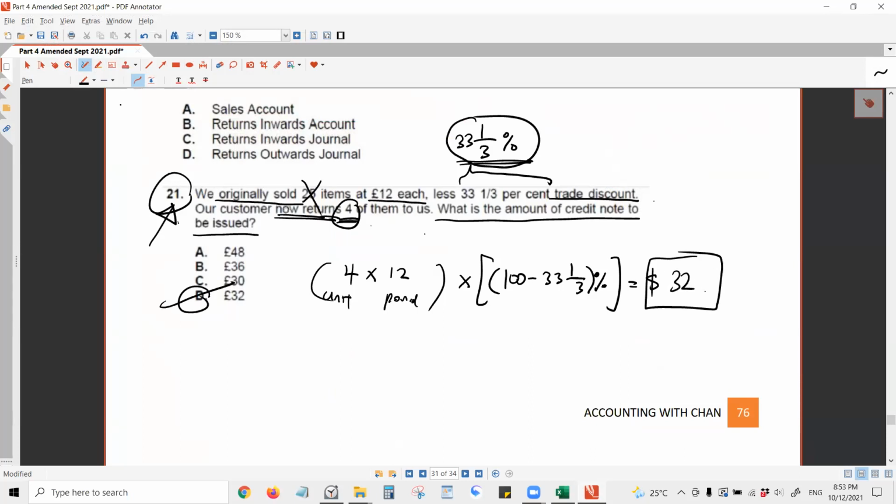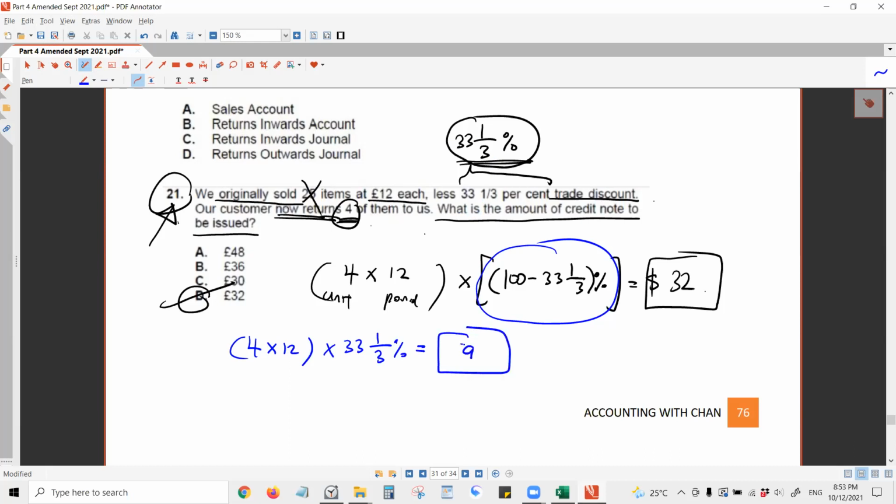Okay, let me show you another way. This is a shortcut of deducting the 33 and 1/3%. You can also do it this way: 4 times 12, then you multiply it with the trade discount percentage first. Then you find it to be A. Then you take 4 times 12 minus the A, and you will get the same answer, 32.